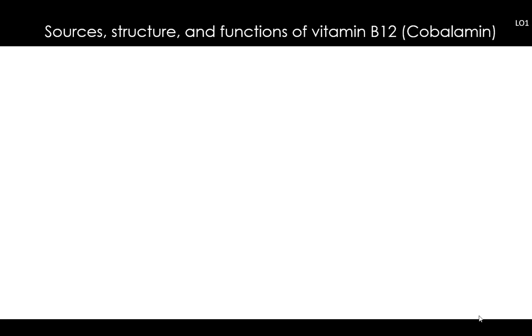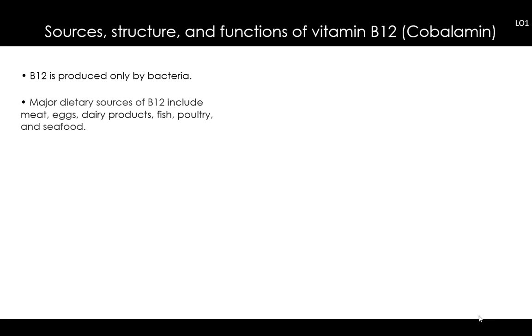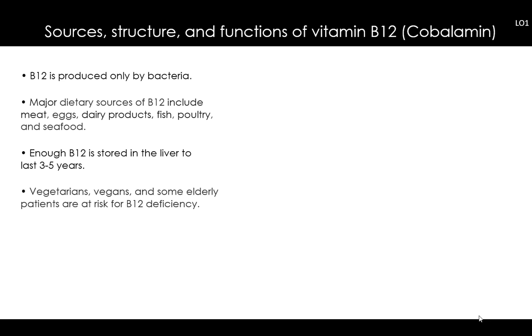To finish the discussion of one-carbon metabolism, I would like to return to the first learning objective and discuss the sources, structure, and functions of vitamin B12, also known as cobalamin. Vitamin B12 is produced only by bacteria. The major dietary sources of B12 are meat, eggs, dairy products, fish, poultry, and seafood. Enough B12 is stored in the liver to last 3 to 5 years if a person stops consuming vitamin B12-containing foods. This puts vegetarians, vegans, and some elderly patients particularly at risk for vitamin B12 deficiency.